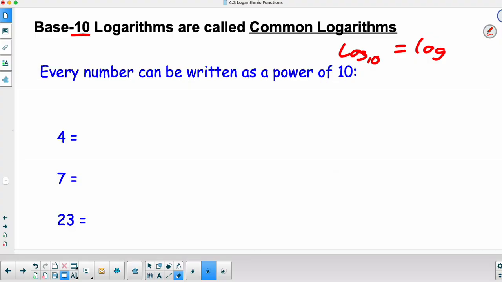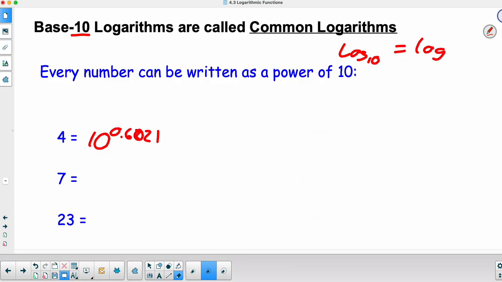Now, what I want you to see, and this is maybe silly and not part of our homework, is that every number, it doesn't matter what number, I can write as a power of 10. I used 4, 7, and 23. What I mean by that is, if someone has a calculator, 4 is really the number 10 raised to the 0.6021 power.